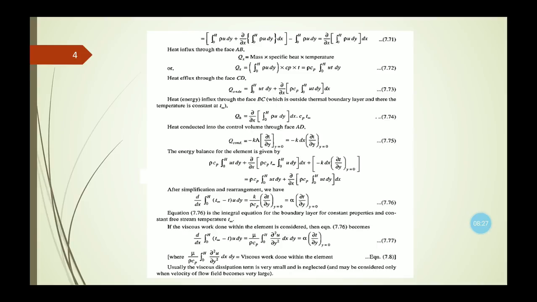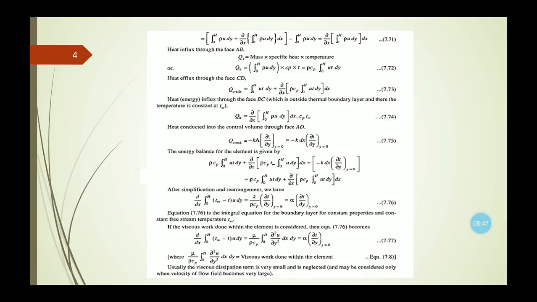Now this heat energy influx through the face BC, which is outside the thermal boundary layer, and there the temperature is constant at T infinity. So in that case, the QH equals del x of integration 0 to h rho u dy multiplied by dx, Cp into T infinity.